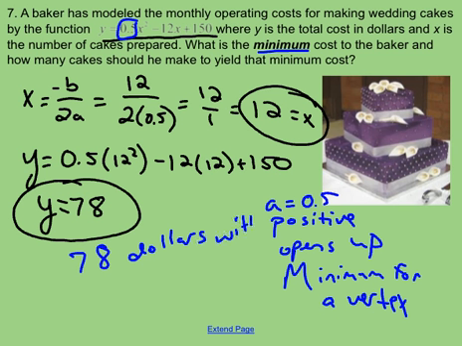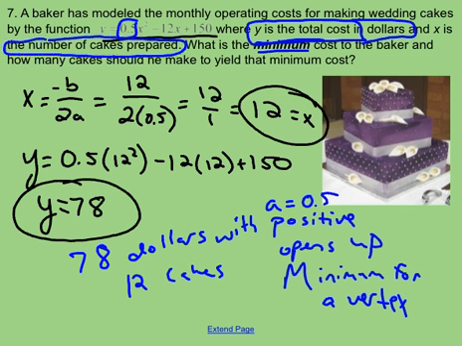with 12 cakes prepared. And y is the total cost? Look at this. Y is the total cost in dollars. X is the number of cakes prepared. Alright, those are the things you're looking for, those hint words.